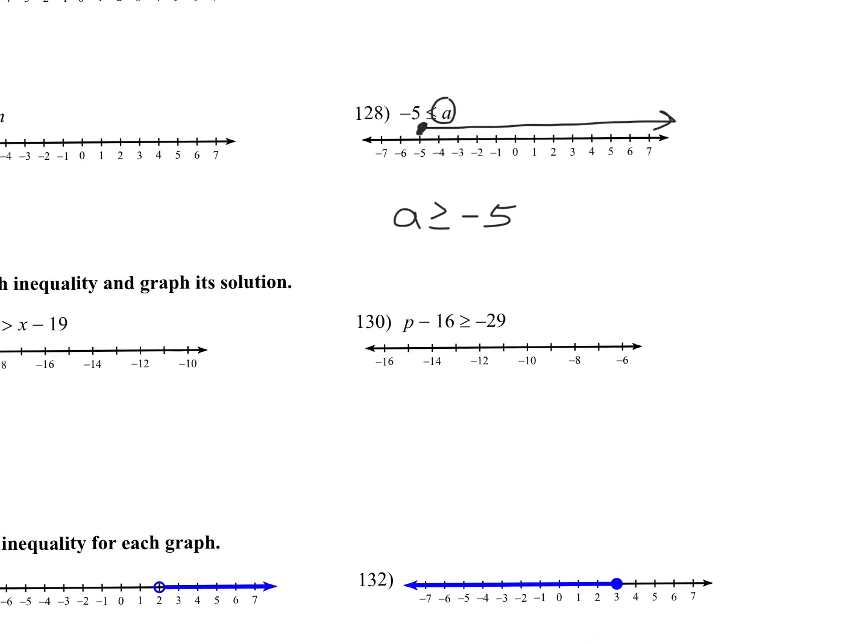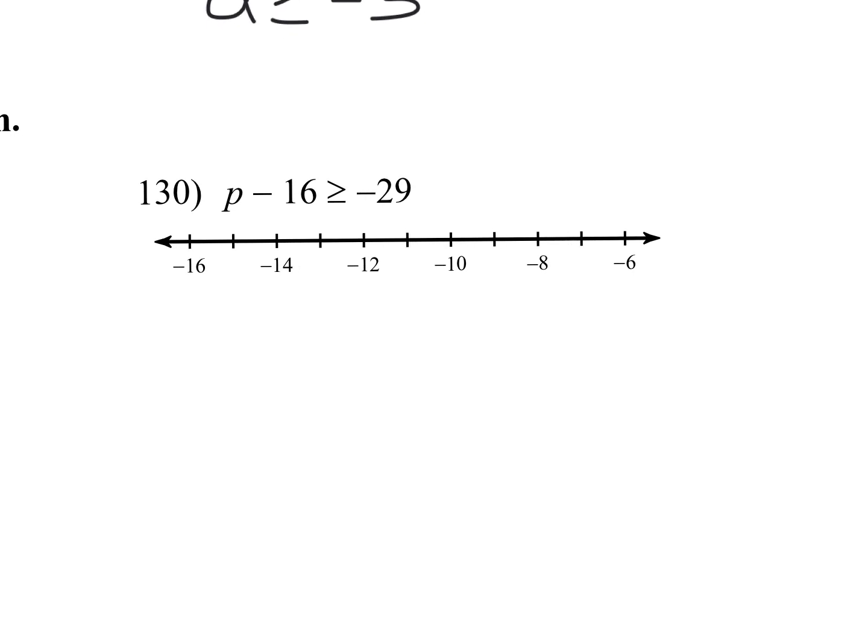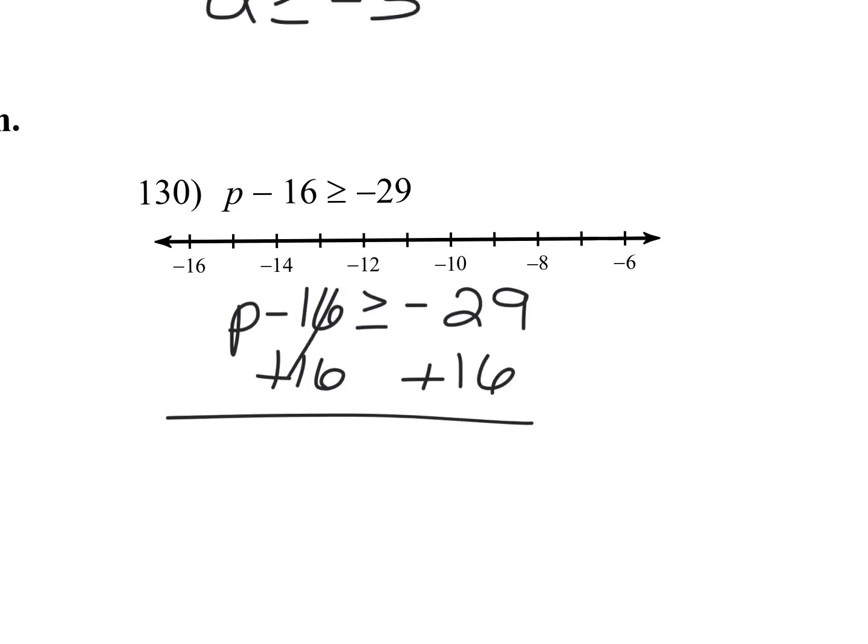Okay, 130. What's wrong with this? We've got to get the variable by itself in order to graph. What do I do? Add 16. What's -29 plus 16? P is greater than or equal to -13. It's in the right form that we want. What do I do with the number on the graph? Open or closed? Closed because it's equal to, and then which way is my arrow going to go? To the right.